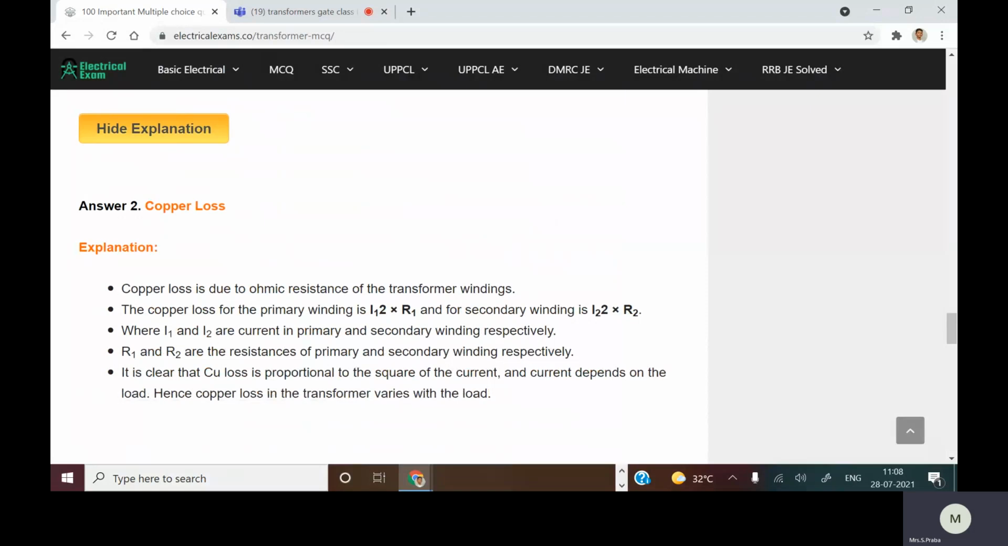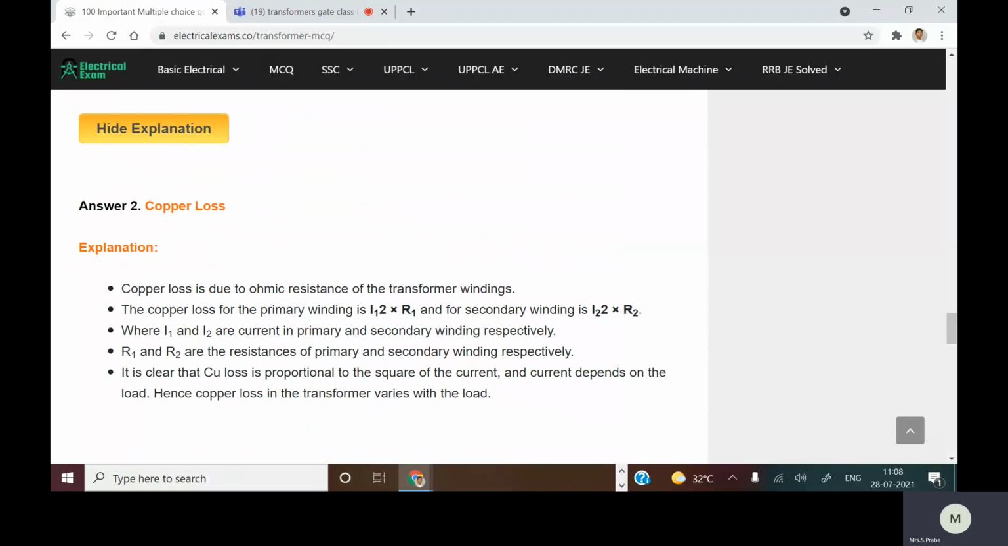IR will be I square R. It is a loss, but commonly it is I into I, current into the current, so we are not calling it IR, we are just calling it I square R. Primary winding I square R and secondary winding I square R, but the notation is given for the primary and secondary winding individually, where I1 and I2 are the currents in the primary and secondary winding respectively, and R1 and R2 are the resistances in the primary and the secondary winding respectively.